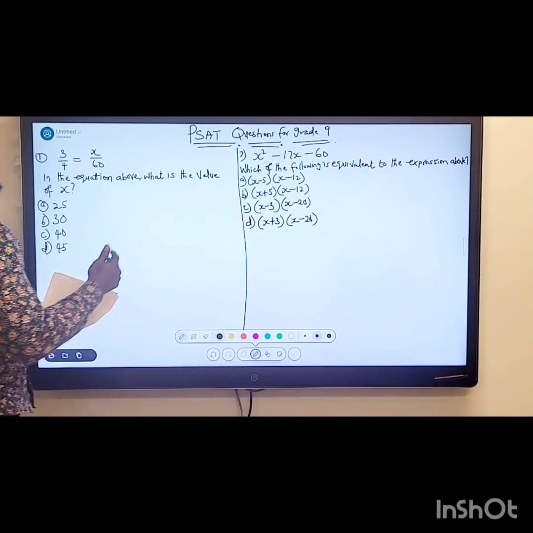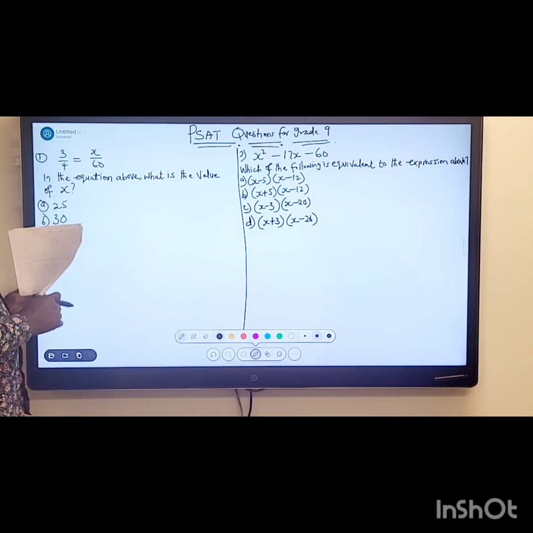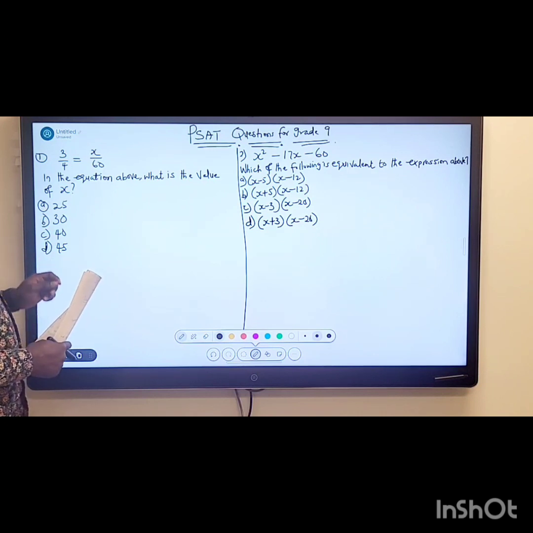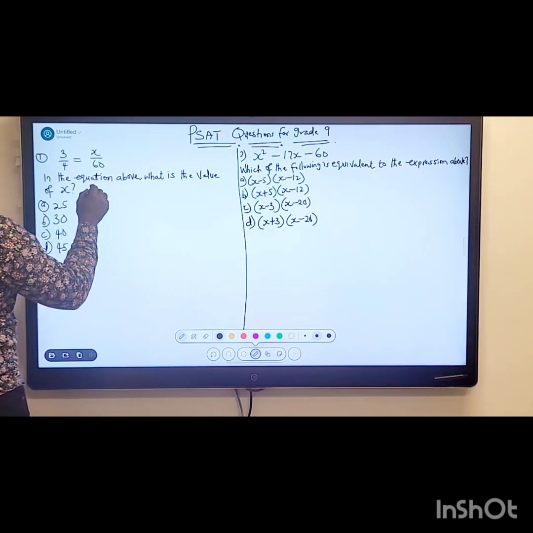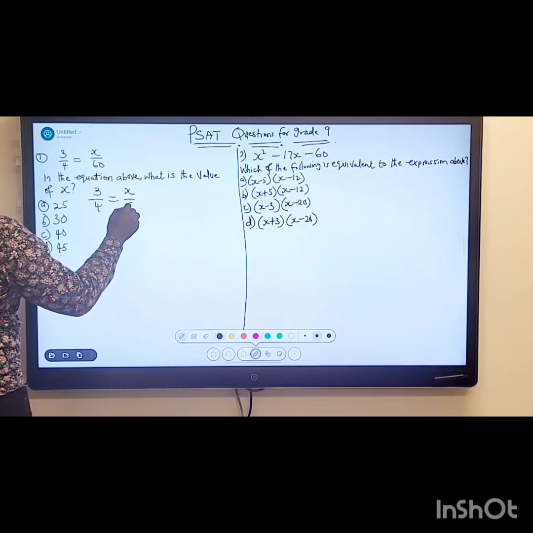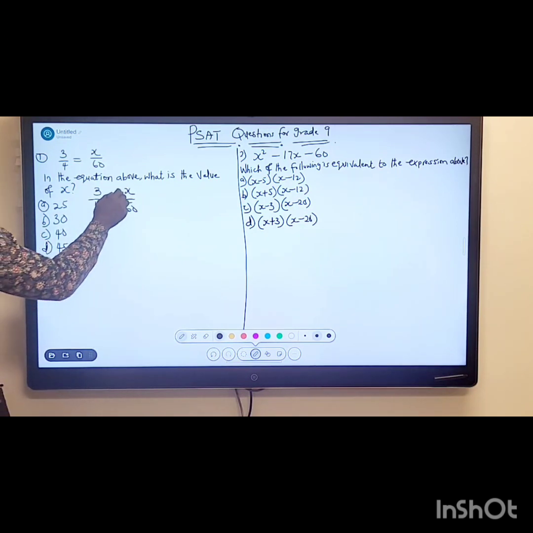Okay, now for this question, 3 over 4 equals x over 60. In the question above, what is the value of x? Now what are we going to do? So let's go ahead and solve this. You have 3 over 4 equals x over 60. What you're going to do here is cross multiply.